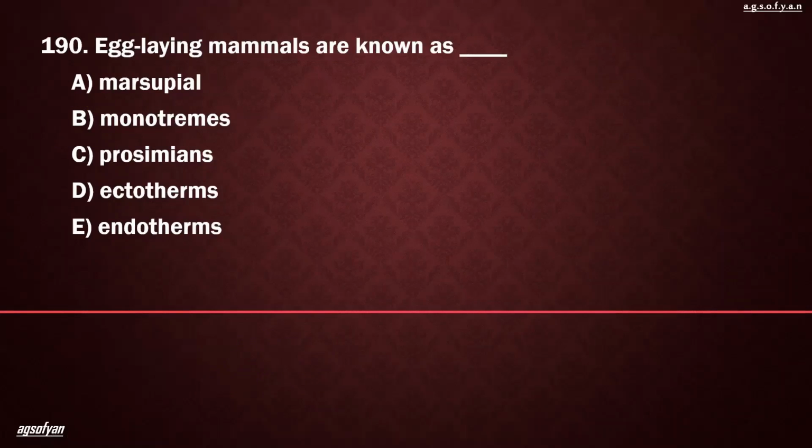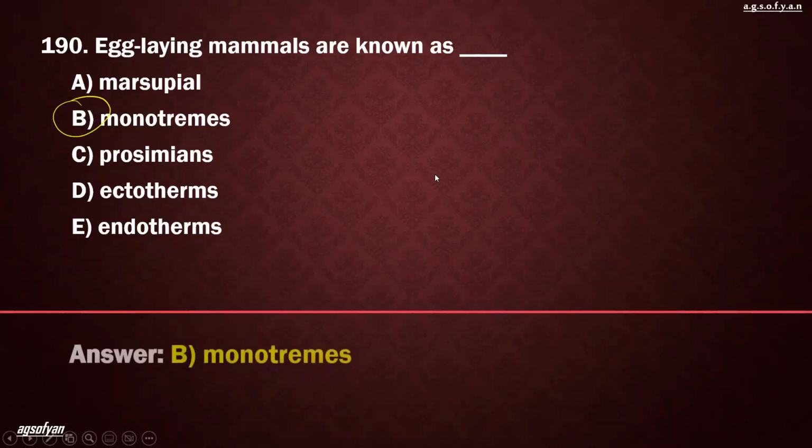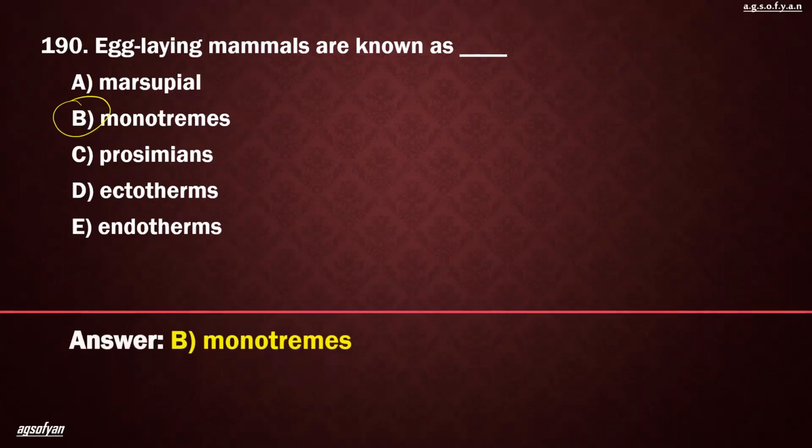Egg-laying mammals are known as, like platypus, monotremes. So monotreme is a mammal that lays eggs. Okay, how about marsupial? Marsupial is a mammal that carries its baby in a pouch, on its abdomen, like a kangaroo. A kangaroo is a marsupial.